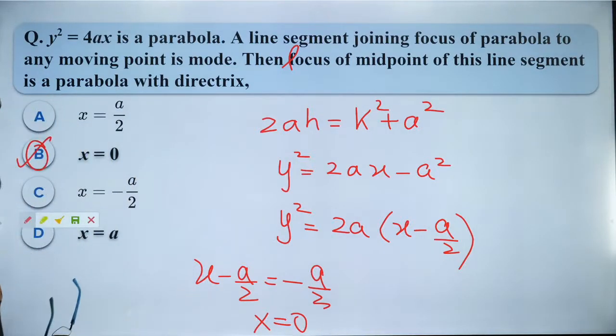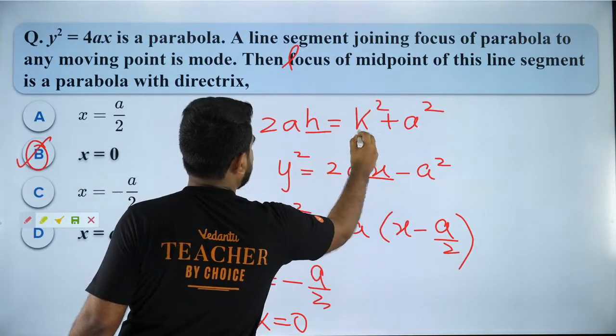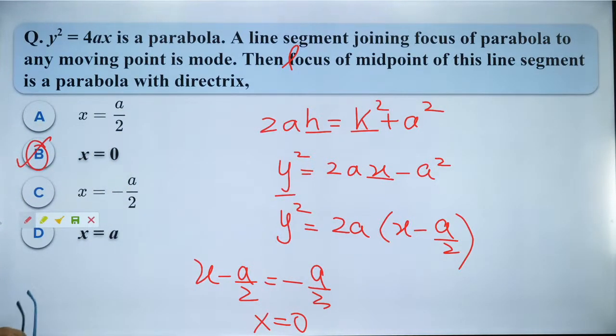Why did you replace h by x? Did I replace h by x? Okay. Yeah, I did that only. H I replaced by x, k I replaced by y. That's what we do, right, in locus. That is correct only. Okay.